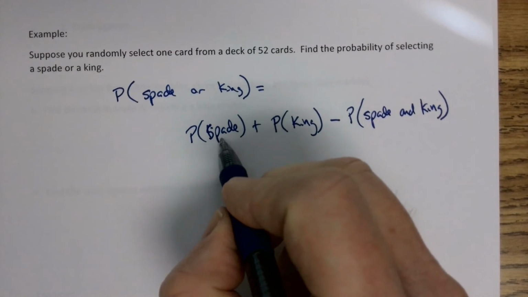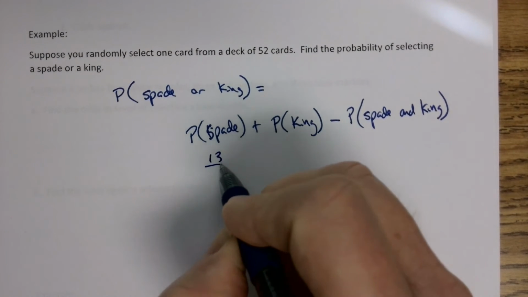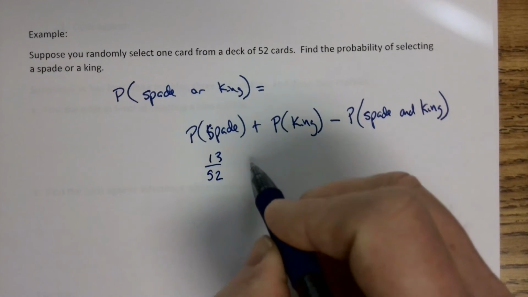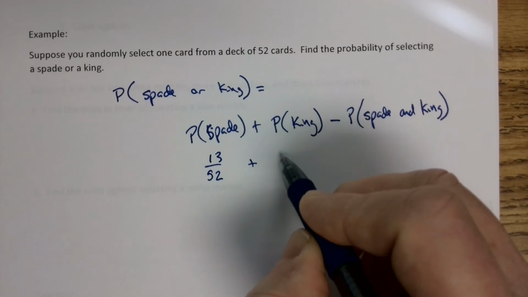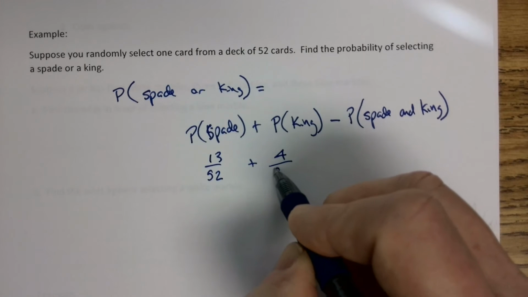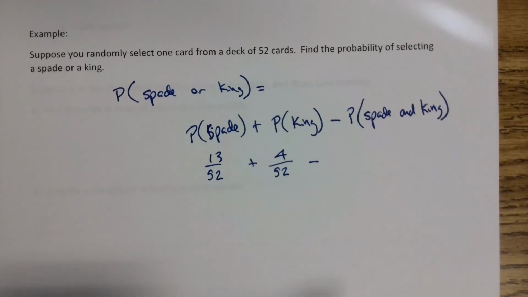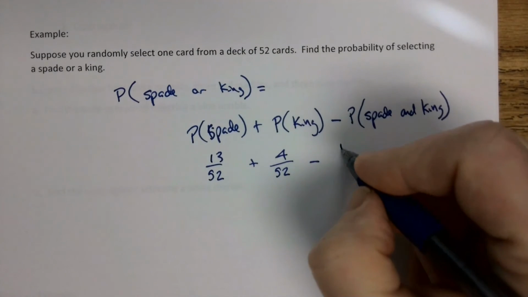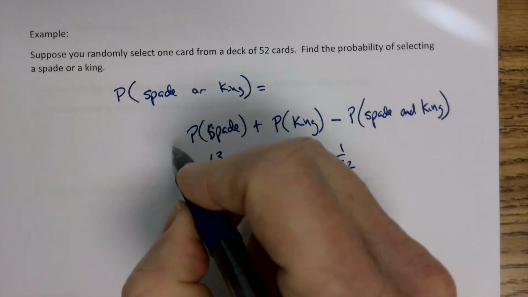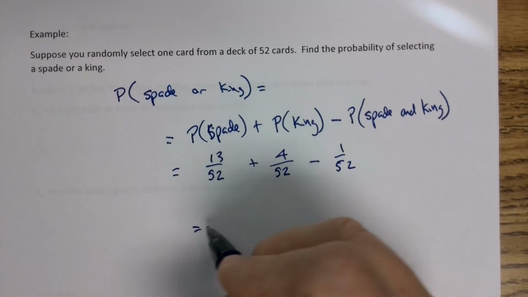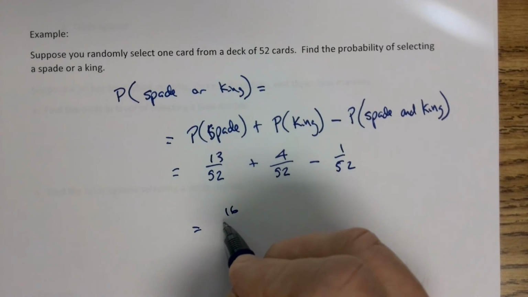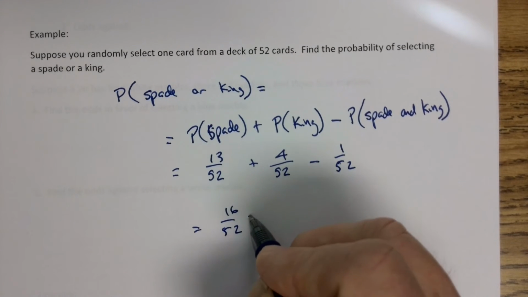Alright, so how many spades are there? There's 13 out of 52 spades. How many kings are there? There are 4 kings. And how many spades and kings are there? There's just 1. So 1 out of 52. So that's 16 out of 52. Simplified as something.